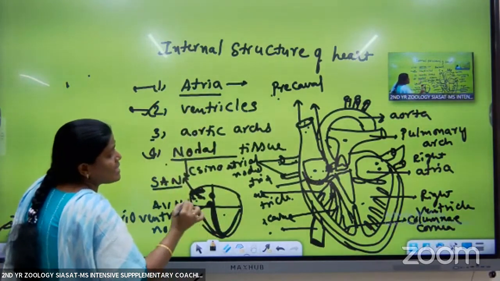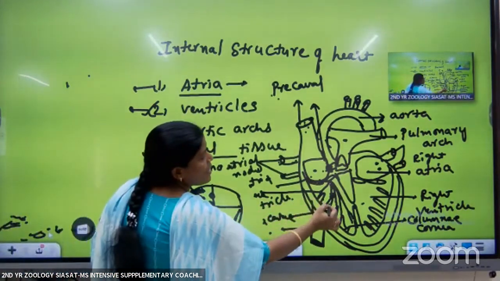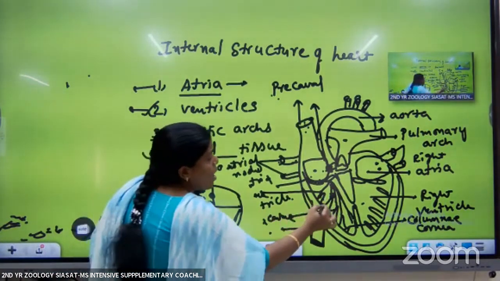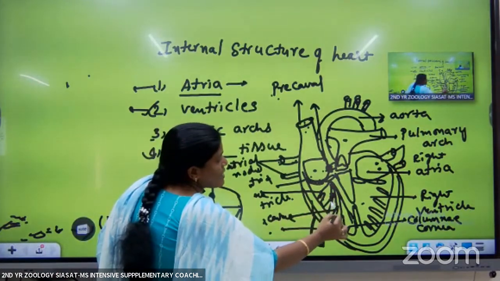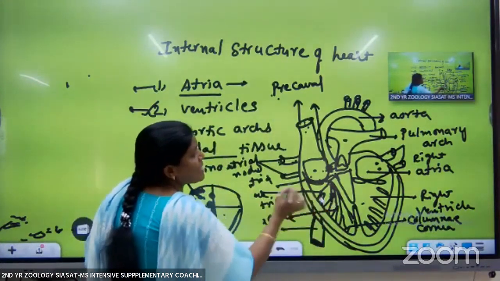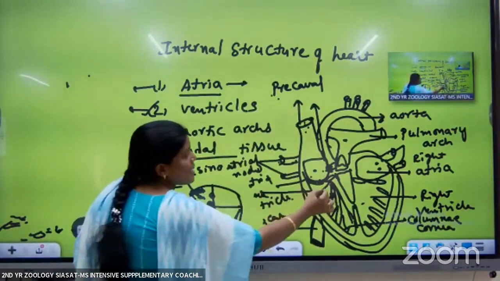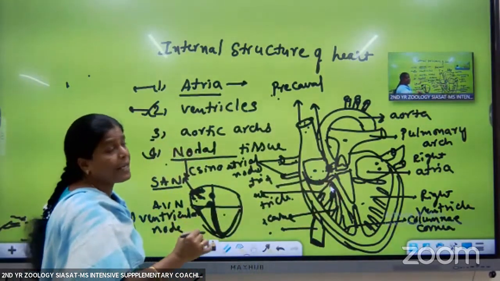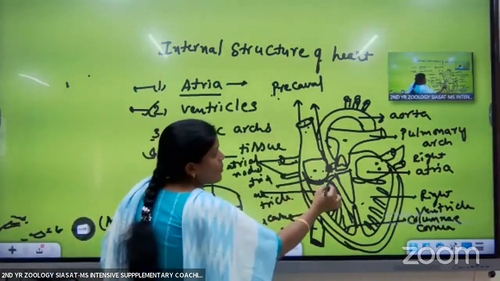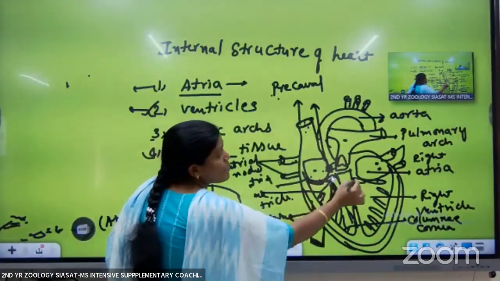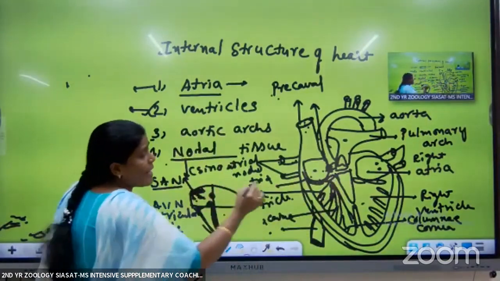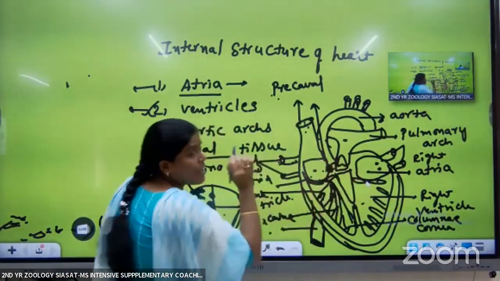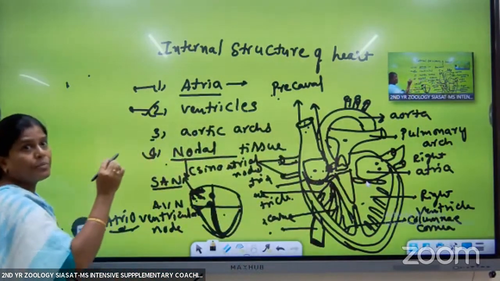Ventricles have muscles. These muscles we call the columnae carneae, and the longer conical muscles are the papillary muscles. The papillary muscles are connected by thread-like structures that we call chordae tendineae. What is the use of the chordae tendineae? They control the tricuspid and bicuspid valves. The tricuspid and bicuspid valves are present in the AV apertures.